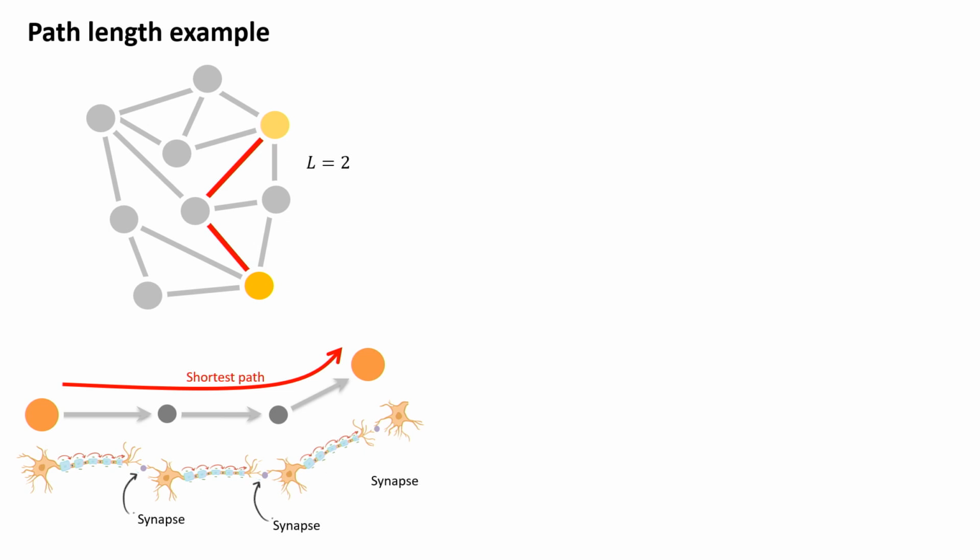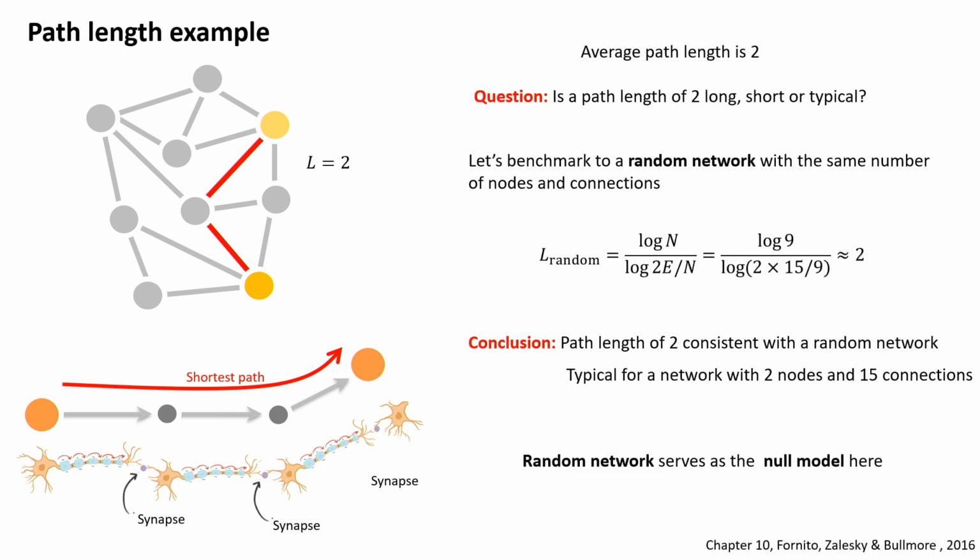So we have a connectome, we compute the path length, we find out that it's 2, and so we ask ourselves, well, is a path length of 2 short? Is it typical, or is it particularly long? How do we know that? How do we understand what this path length value is telling us? And a null network or a reference network can address that question.